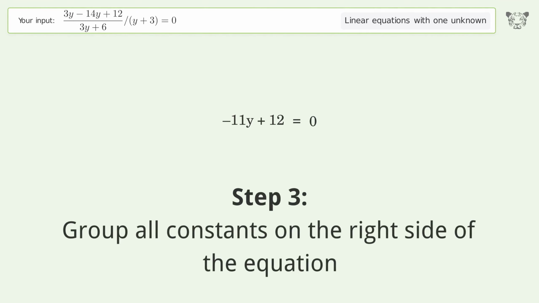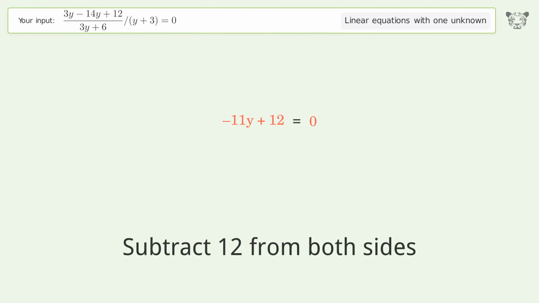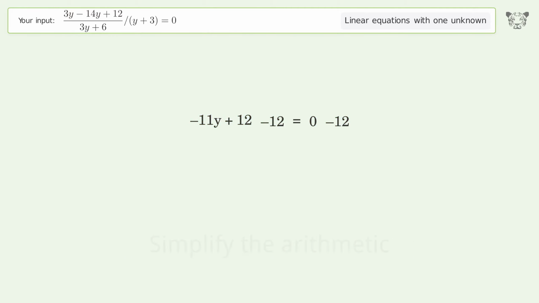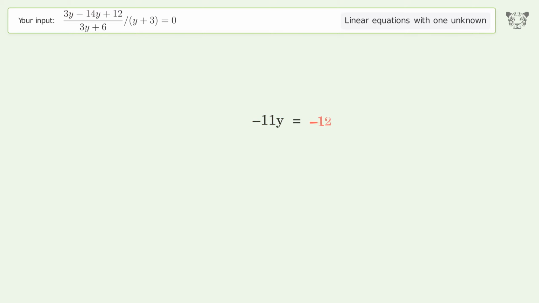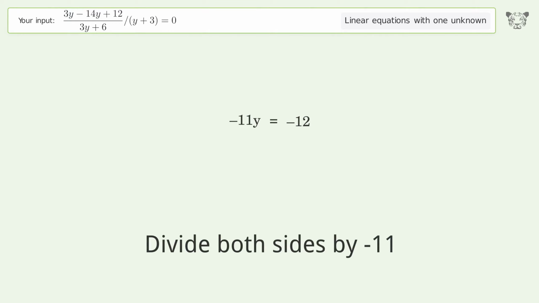Group all constants on the right side of the equation. Subtract 12 from both sides. Simplify the arithmetic. Isolate the y. Divide both sides by -11.